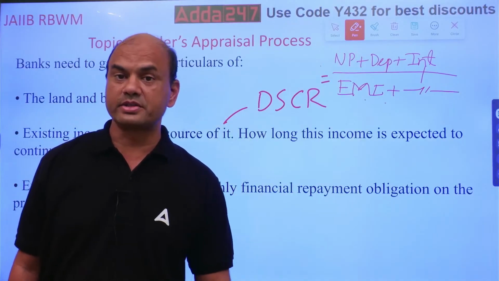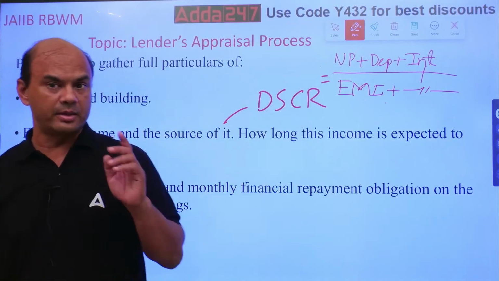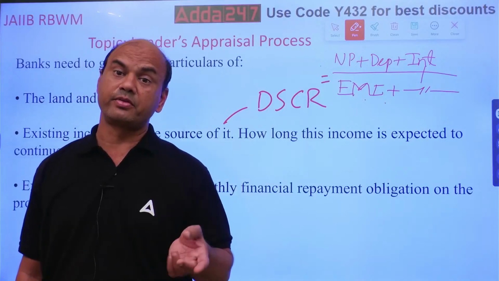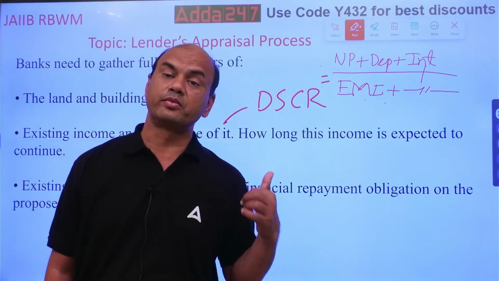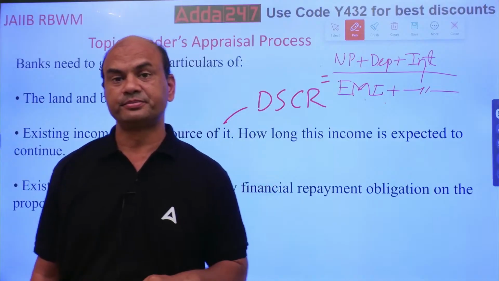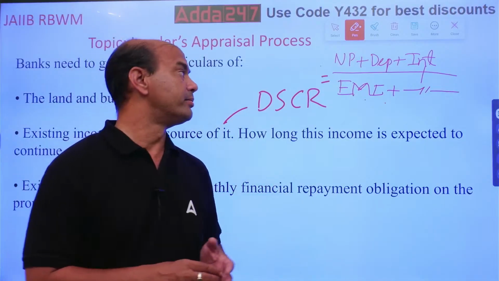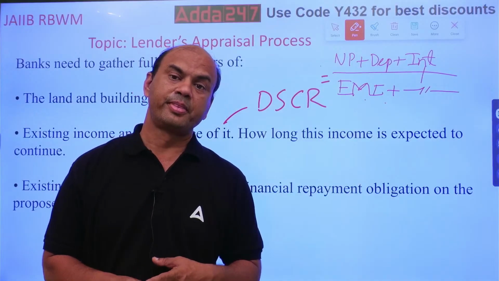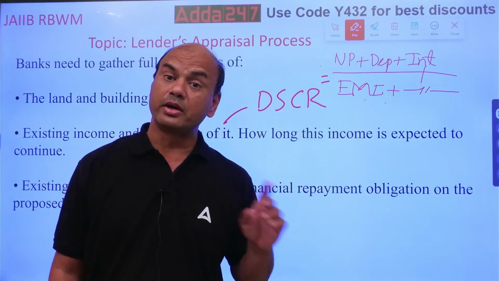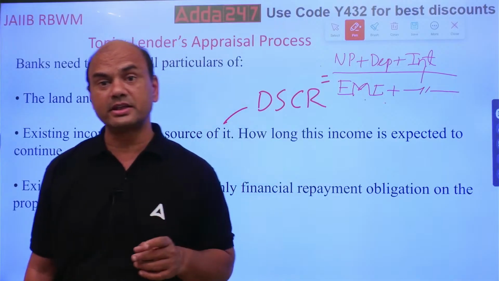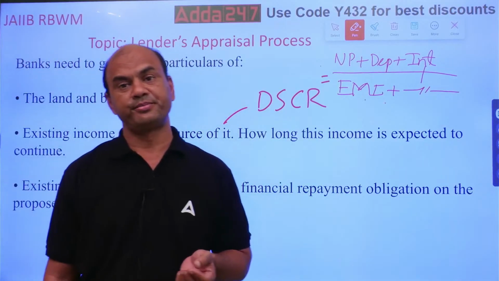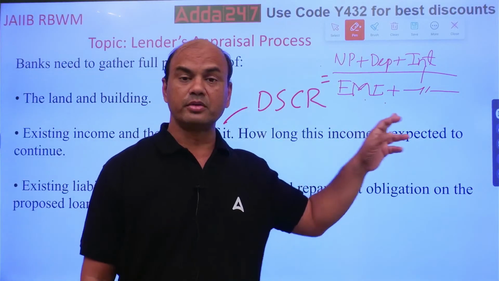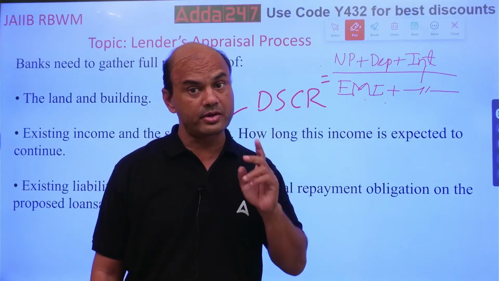Debt service coverage ratio. Net profit, remember it, because this question comes in the exam for calculating the DSCR. Net profit plus depreciation plus interest on long-term loan upon total EMI, that is your bank's EMI plus other banks' EMI plus interest on long-term loan. This interest on long-term loan, remember, will be twice.